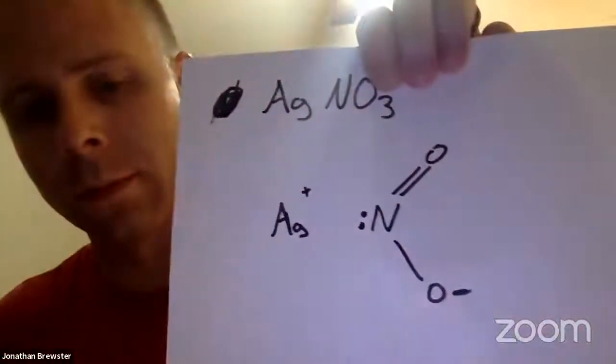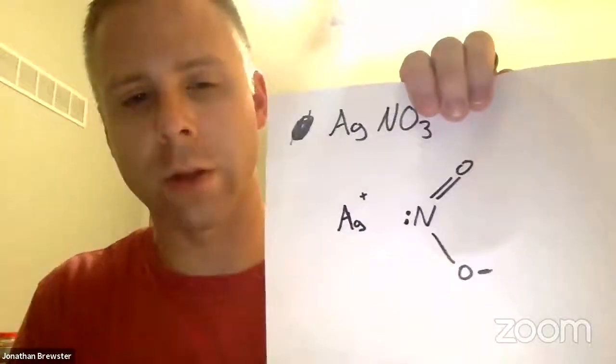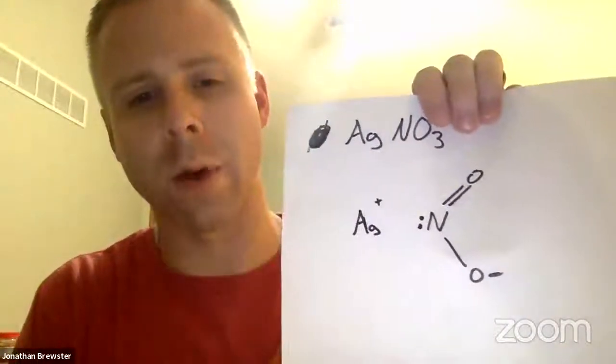So silver has a +1 charge. And nitrate is actually a very interesting thing. So I'm going to draw NO3 minus like that. And that's why ultimately it does sort of balance out its charges, because we have a negative and a positive.